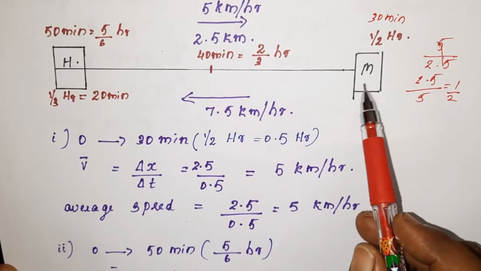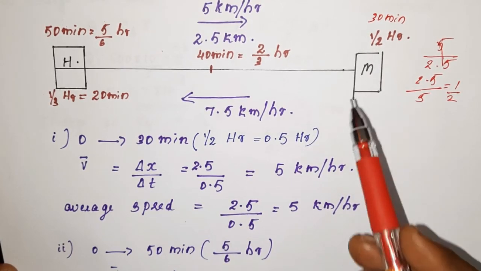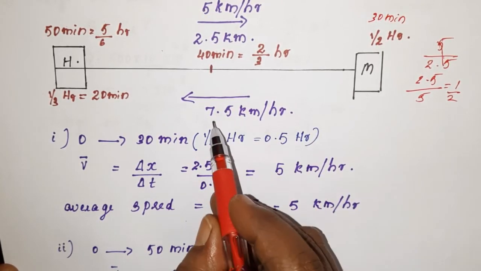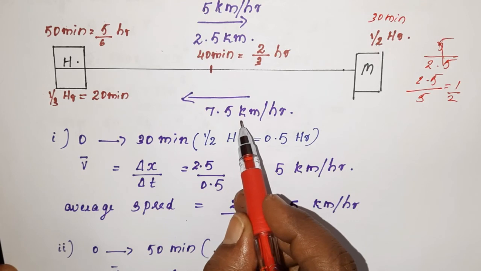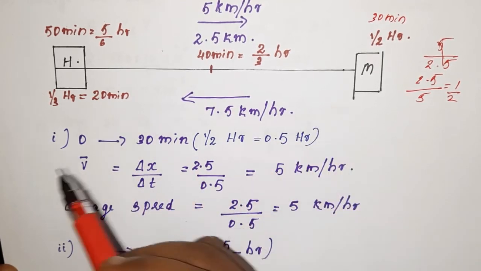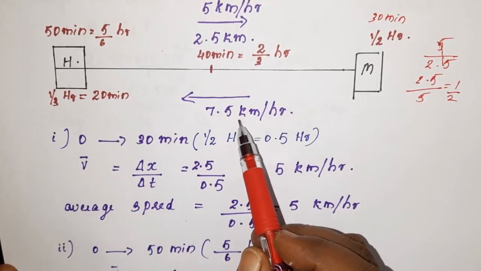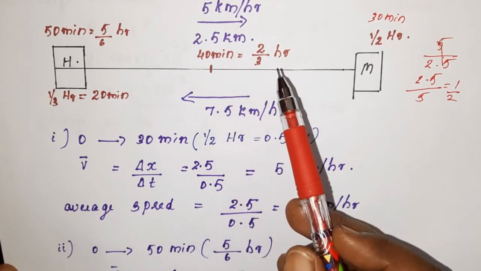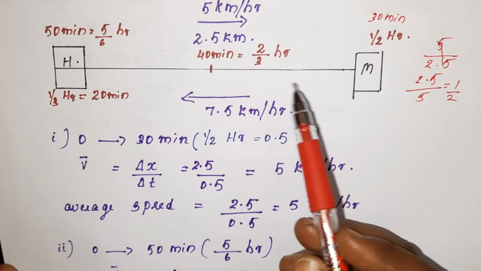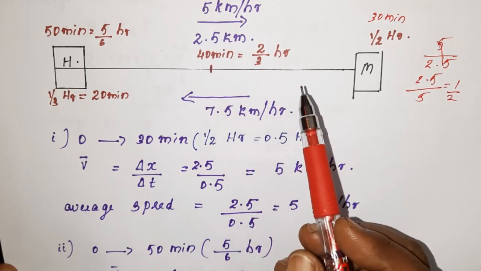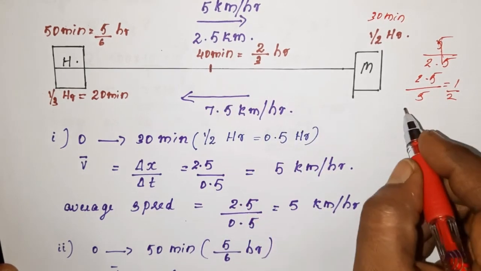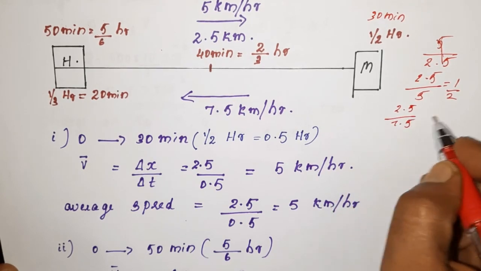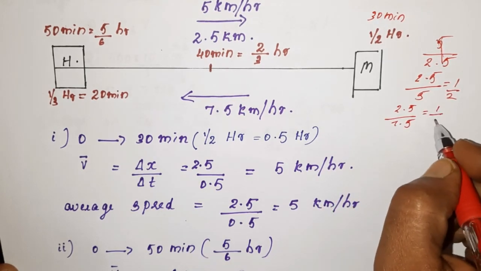Now reaching the market, seeing the market close, he turns back instantly and walks with a speed of 7.5 km per hour. So for reverse motion, his speed is 7.5 km per hour. So for traveling the same distance, 2.5 kilometer, how much time will he be taking? That means 2.5 kilometer divided by 7.5 kilometer per hour. So you will get 1 by 3 hour.